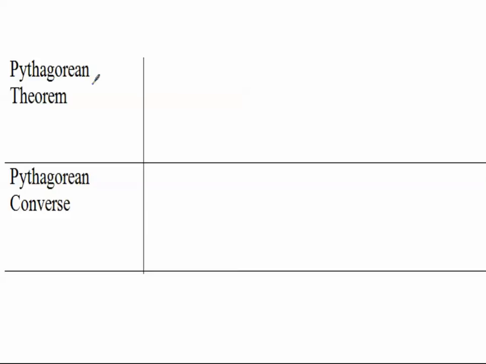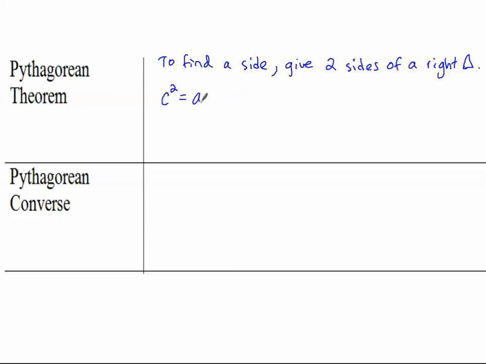Let's review some of the key terms from the trigonometry unit. Pythagorean theorem. Pythagorean theorem is to find a side given two sides of a right triangle. Only for right triangles. We use the formula c squared equals a squared plus b squared.